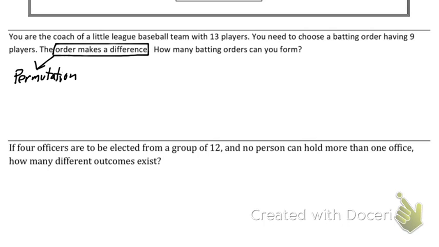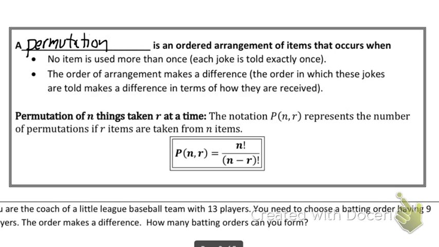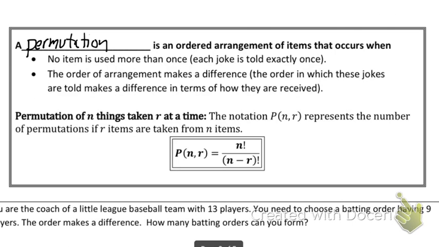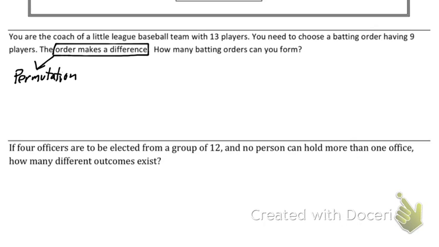So we have 13 total players to choose from. So that's going to be our n value. It's our starting value. That's the pool of stuff I have to choose from. Like our jokes, we have 4 jokes to choose from, so our n is 4. I have 13 players to choose from, so my n is going to be 13. Well, all 13 players can't bat in those 9 spots.